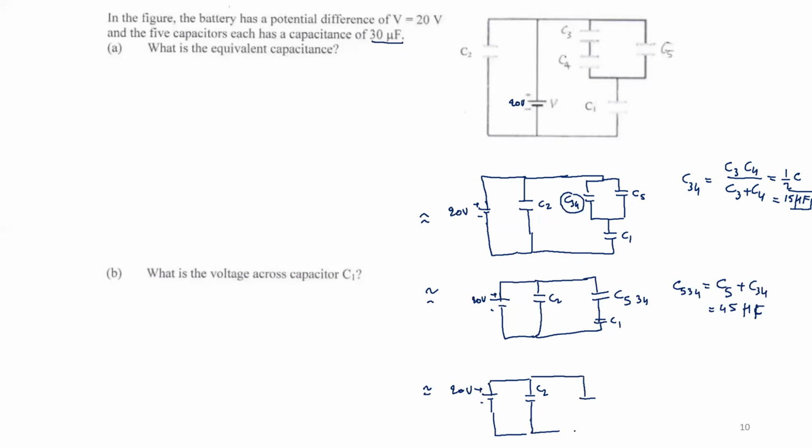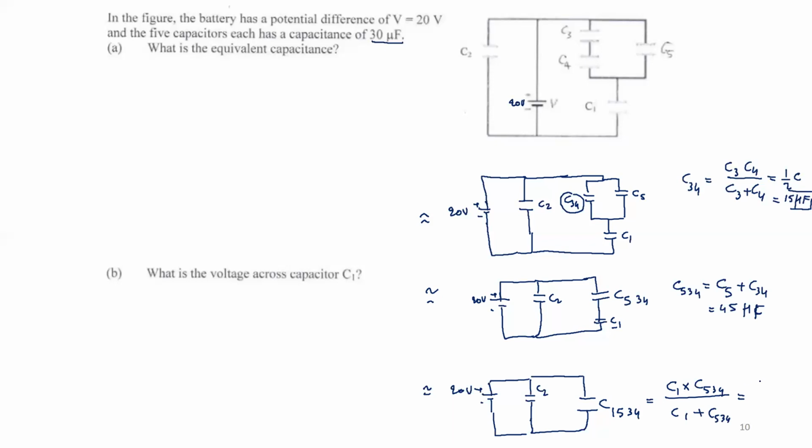Now here I will replace it by the equivalent capacitance. You see C1 and C534 are in series. So I will replace it by C1,5,3,4. Okay, you can name them, but just keep track of the names. Of course, it will be the product: C1 times C534 divided by the sum, C1 plus C534.